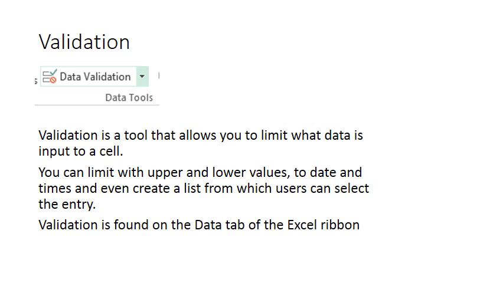Data validation is an Excel tool that allows you to limit what data is input to a cell. You can set value limits with upper and lower values. You can set a cell to only accept dates or times, or even create a list from which your users can select a preset entry. The validation tools are found on the Data tab of the Excel ribbon.